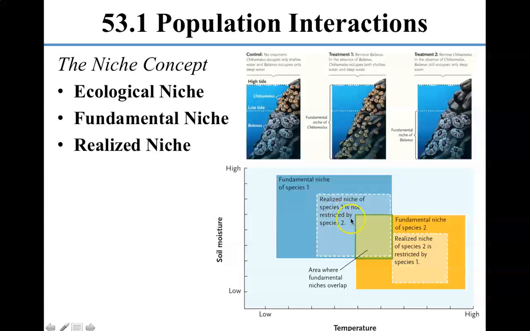So if you remove this species, then we would expect this one to expand its realized niche and take over some of this territory. But when the two species are competing with each other, this one is a better competitor, so its realized niche includes this range of temperature and soil moisture, and this species kind of gets pushed out, so it lives over here. And so they don't overlap because they're trying not to compete with each other.